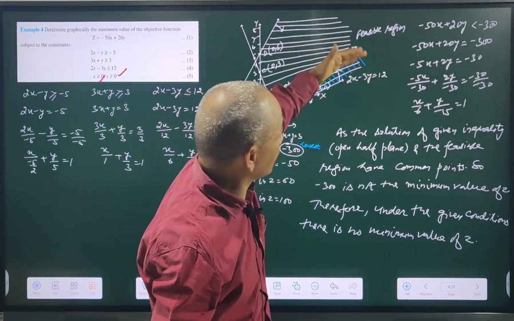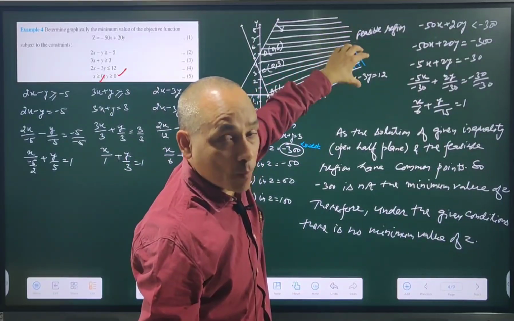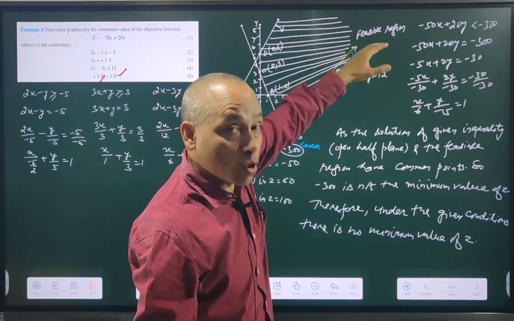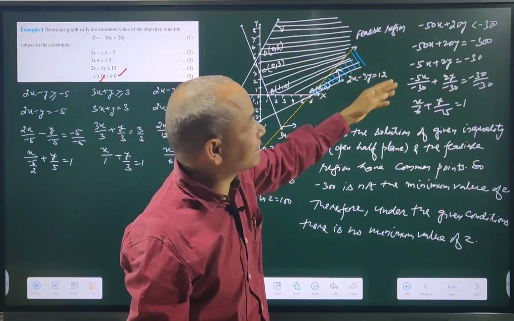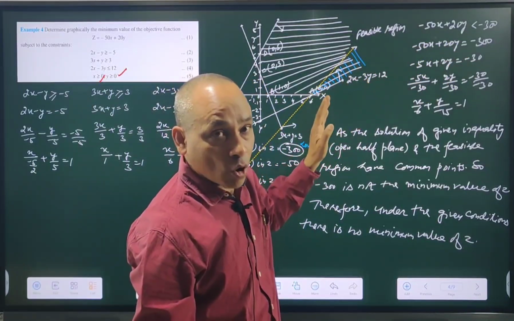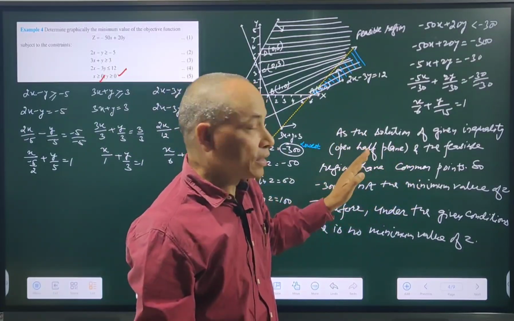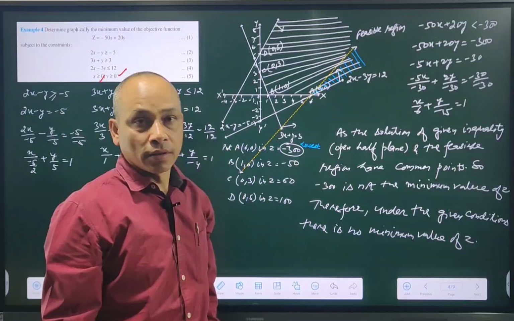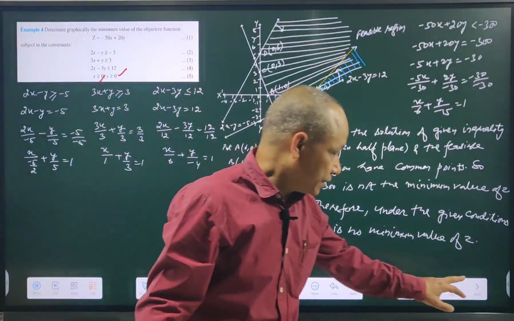That means in this region, the blue and white common region, there are so many points for which z will have a value which is less than minus 300. That means the objective function will not have any minimum value under the given conditions. Hope it is clear, and this is a very important concept.